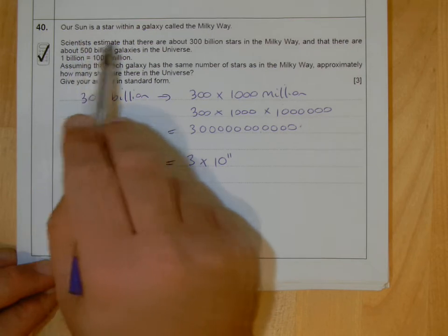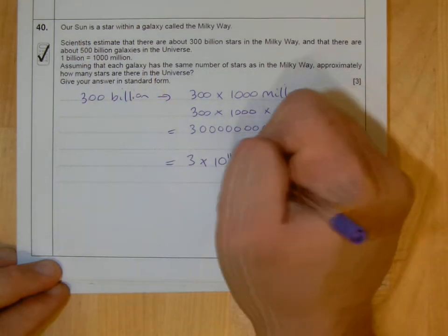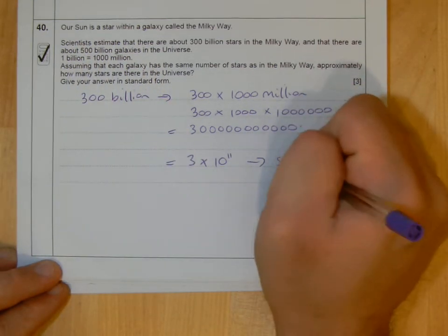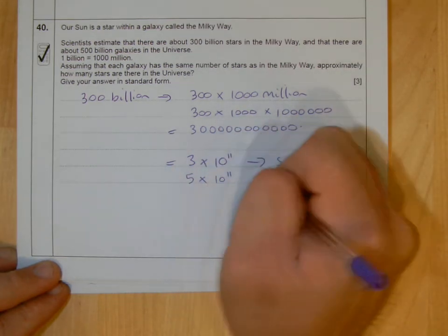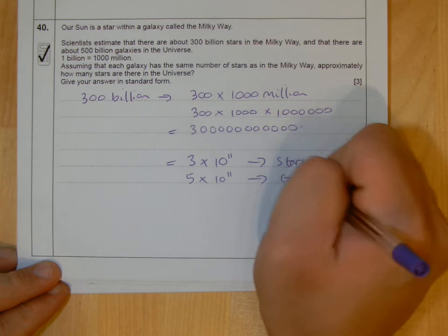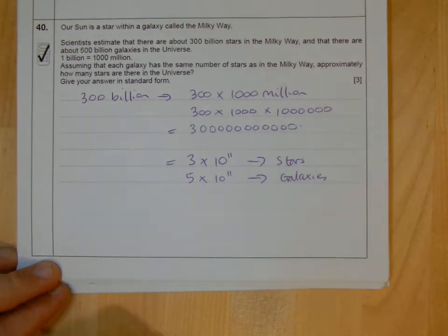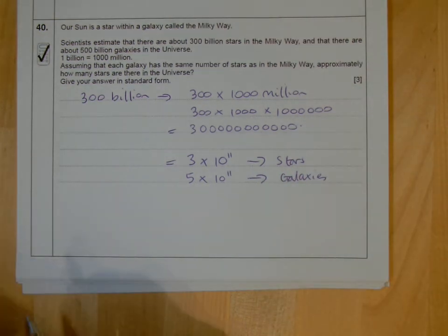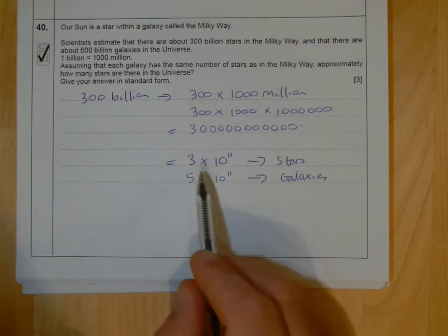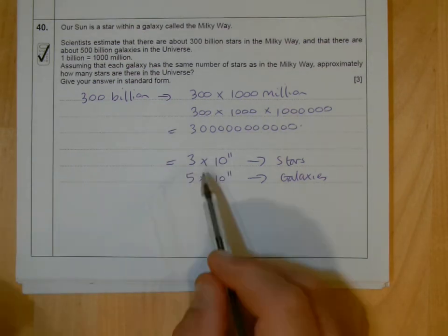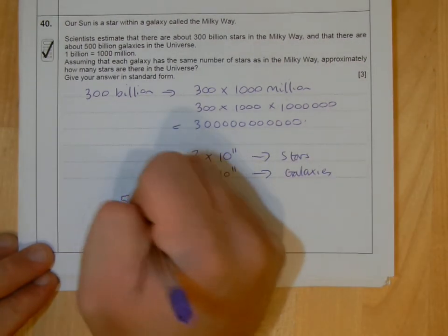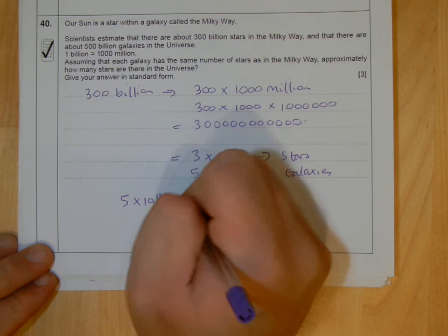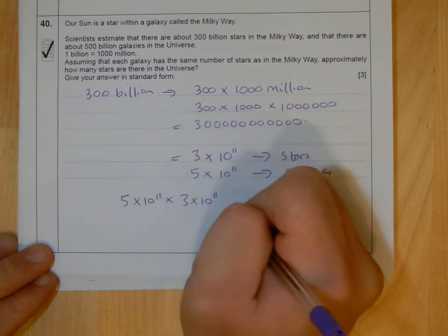And then we've got 500 billion galaxies. So this is the number of stars. In a similar sense, it's going to be exactly the same for the number of galaxies: 5 times 10 to the 11. Now, in each of the galaxies, we've got this amount of stars. So in terms of how many stars there are in total, we need to multiply these together. So we're going to have this amount of galaxies times this amount of stars in each galaxy.